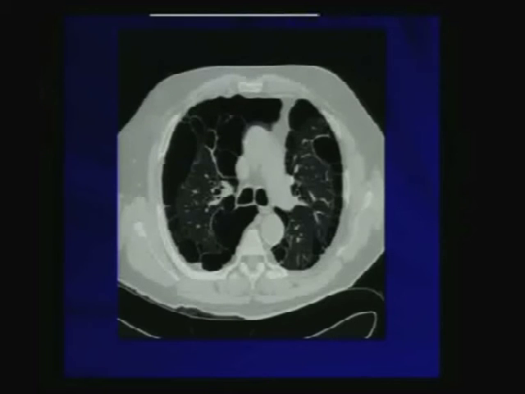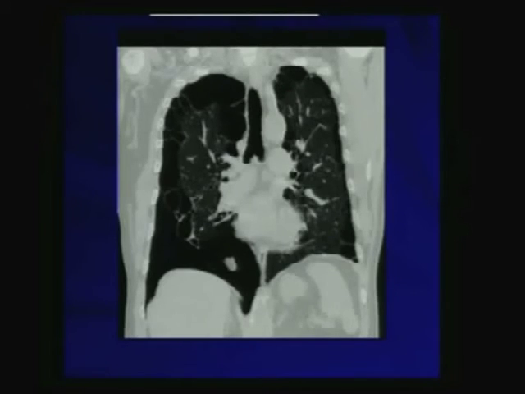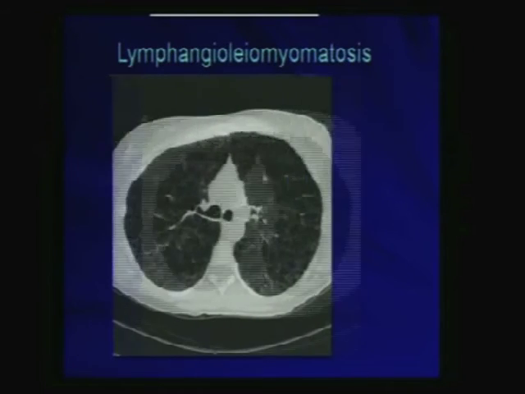Also, every time you have peripheral cystic disease, there's always a risk of having a pneumothorax, as one of the things that can rupture into the pleural space. And you can see this patient has a pneumothorax because of the peripheral appearance of the blebs.